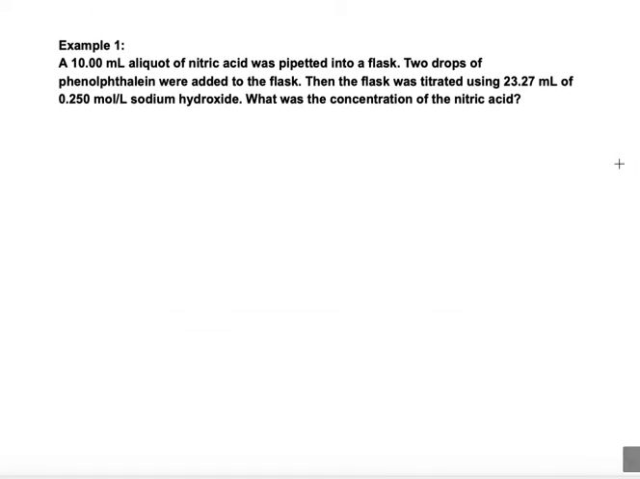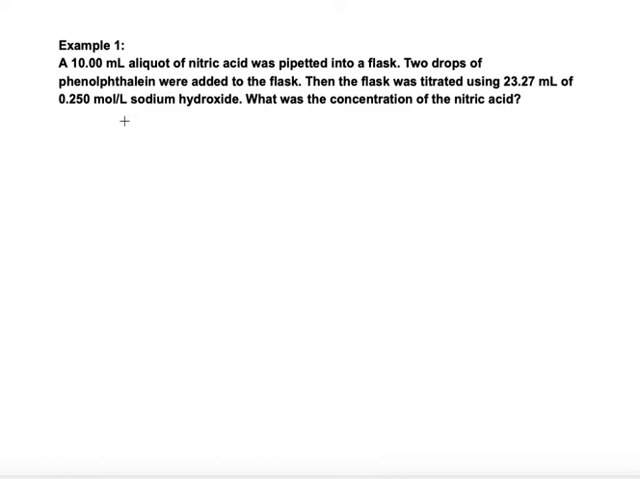Here we've got an example. Our first example deals with nitric acid. So it says a 10 ml aliquot of nitric acid was pipetted into a flask. 2 drops of phenolphthalein were added. So the phenolphthalein is just your indicator. Then the flask was titrated using 23.27 milliliters of 0.250 molar sodium hydroxide. And we're trying to figure out what the concentration is of nitric acid.